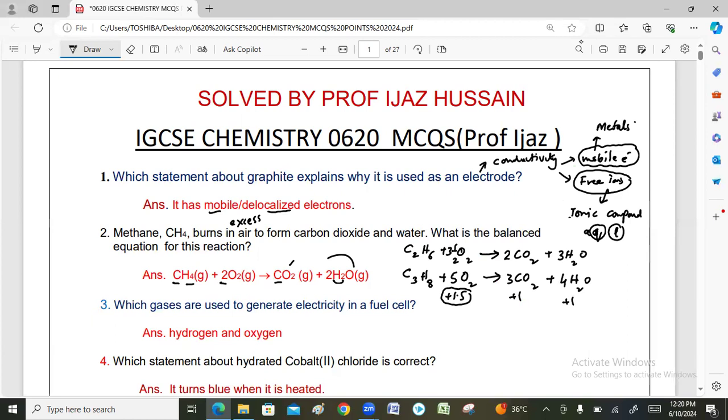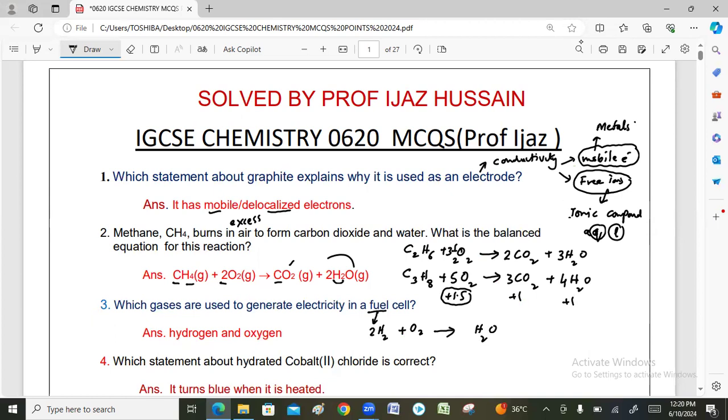Now, which gases are used to generate electricity in a fuel cell? So, in a fuel cell, what is fuel? Fuel is a substance which releases energy when burned. Mostly in the fuel cell, hydrogen is used as a fuel. Hydrogen reacts with the oxygen from the air. Oxygen comes from the air. Hydrogen is a fuel. It reacts to form water.